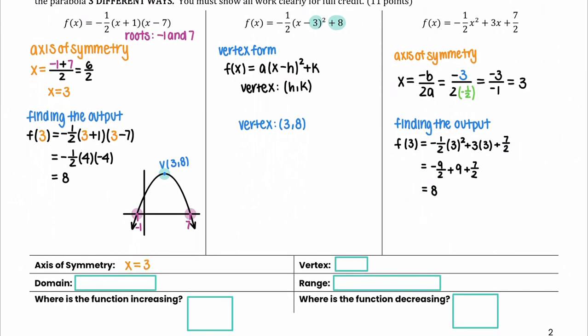the axis of symmetry. So the axis of symmetry, therefore we can conclude, is x equals 3, because once again, the axis of symmetry is the line that goes through the vertex and splits the parabola in half. So here they're going to have the same exact x value, x equals 3. Vertex, we've been finding that, that's 3, 8.